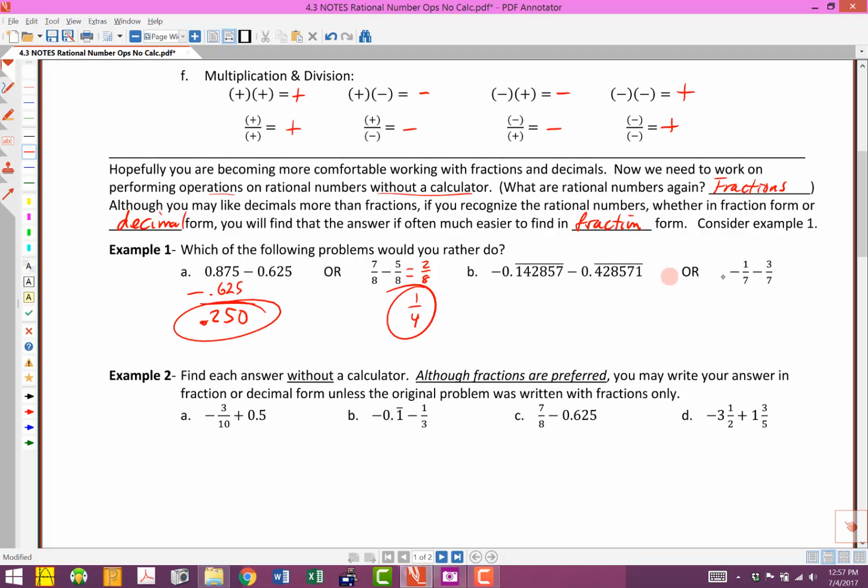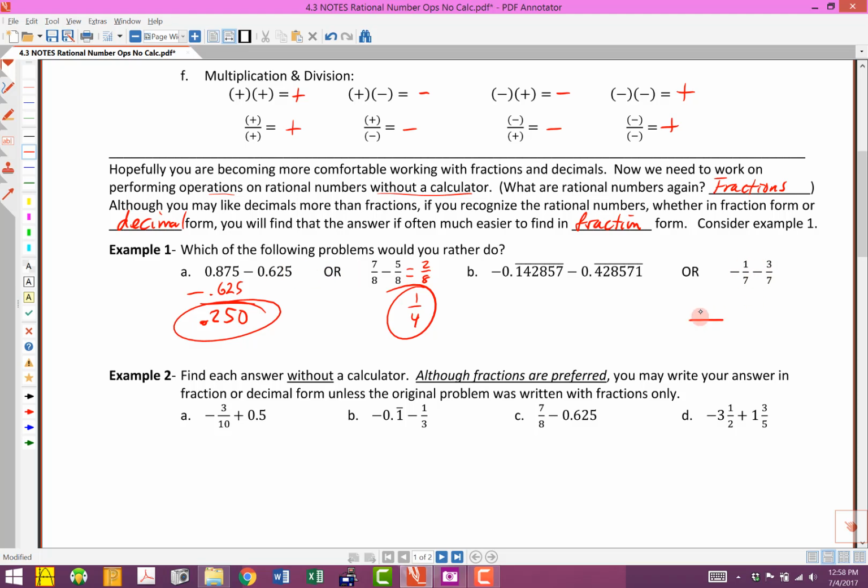But let's take a look at this one right here. Would you rather do negative 1.42857 repeating minus 0.428571 repeating, or would you rather do negative 1/7 minus 3/7? These are actually exactly the same problem, just like the two of these were the same problem. So it's much easier to do this one right here.